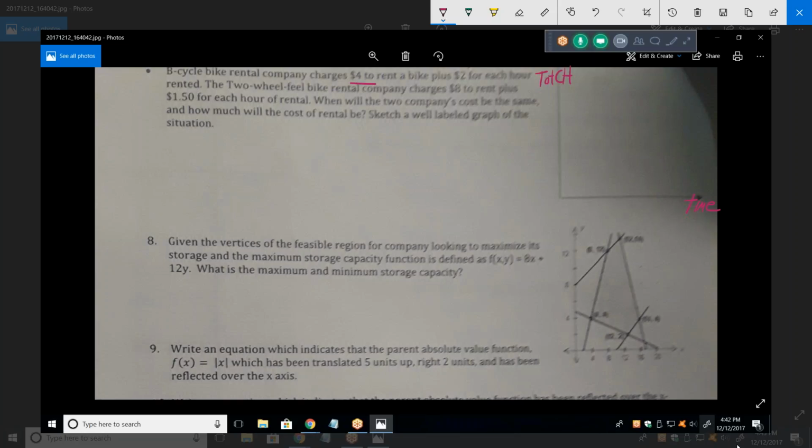Well, that's the Y-intercept is at 4. The 2 for each hour is the slope. So if I go up 4, now let's see, let's go up 2 over 1.